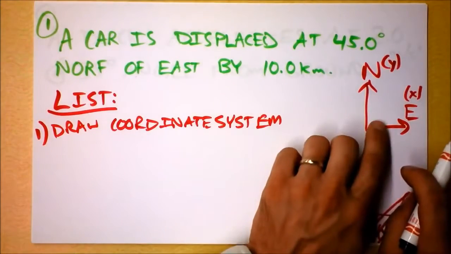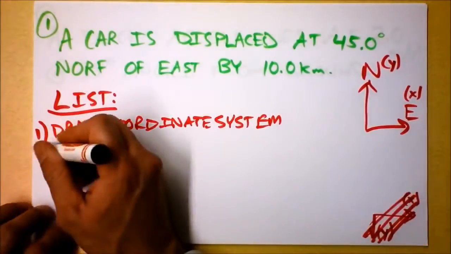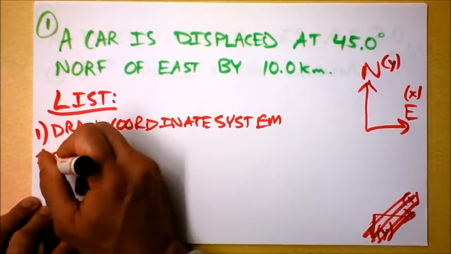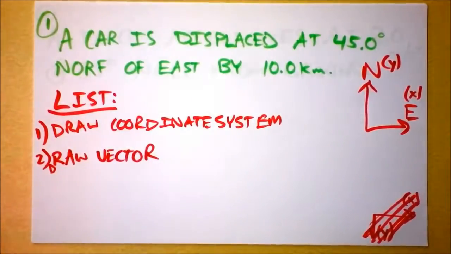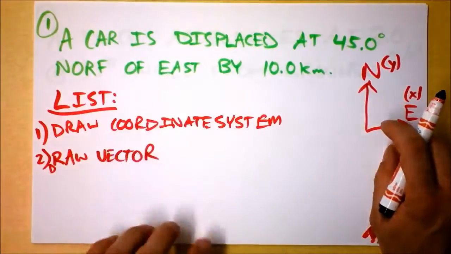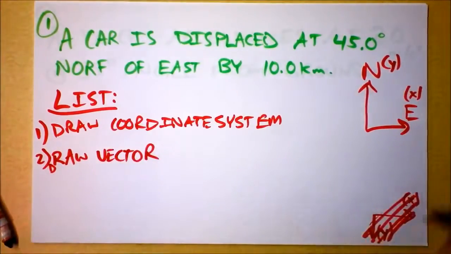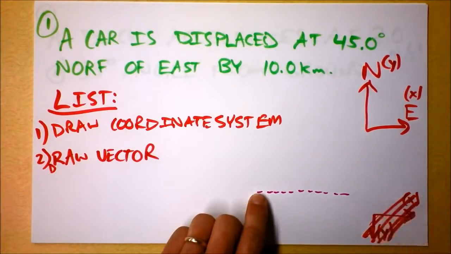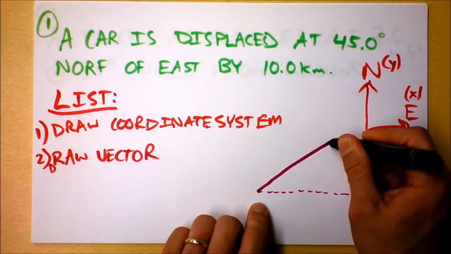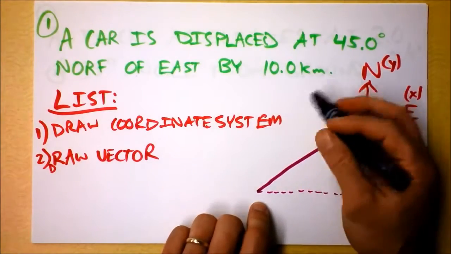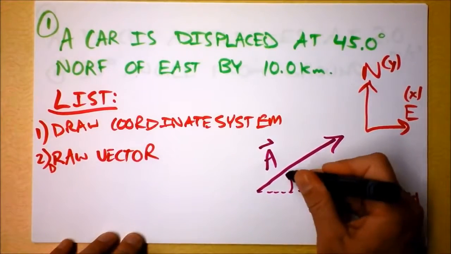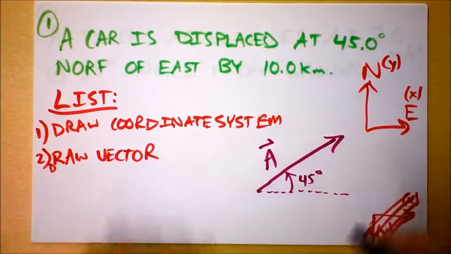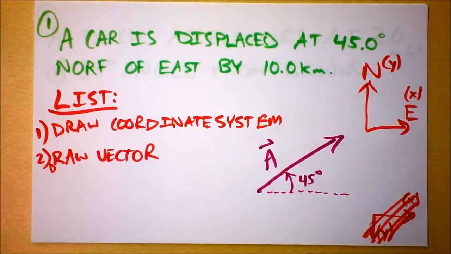Okay, so I've drawn my coordinate system for this problem, and I think my next step is just to draw the vector. Let's do that right there. Draw vector. And I need my vector to be 45 degrees north of east, so I'm going to draw east first. That's the east direction, and I need to be north of it by 45 degrees. So 45 is splitting that sucker. I'm going to put it right there, and this is my vector. I could even name it, let's call it vector A. Vector A is pointing up there, and I'm going to label that as 45 degrees north of east. Notice it's not east of north, it's north of east.